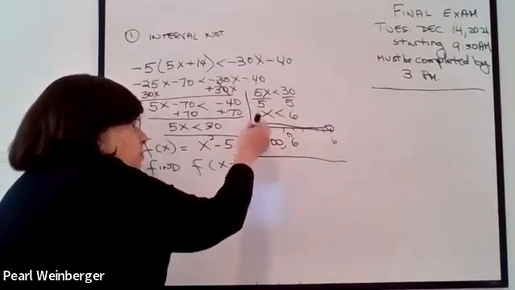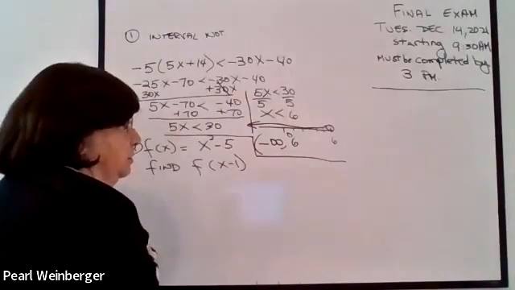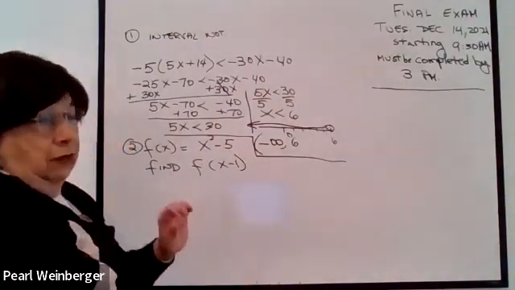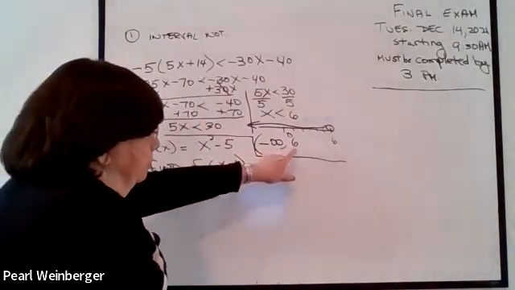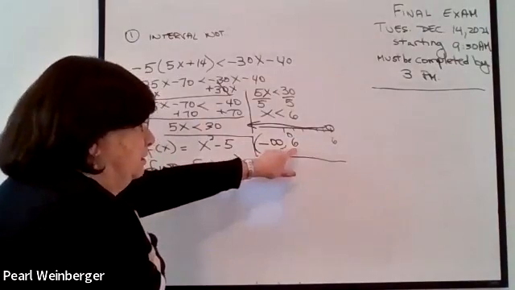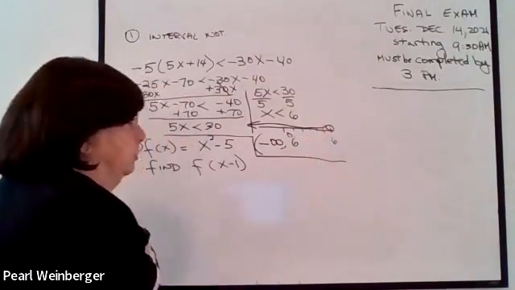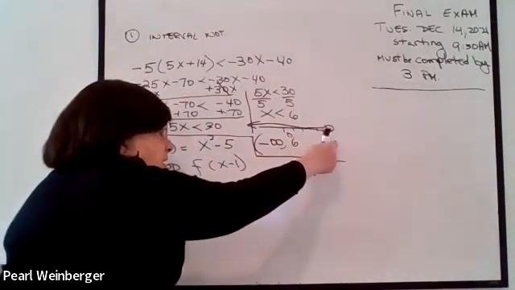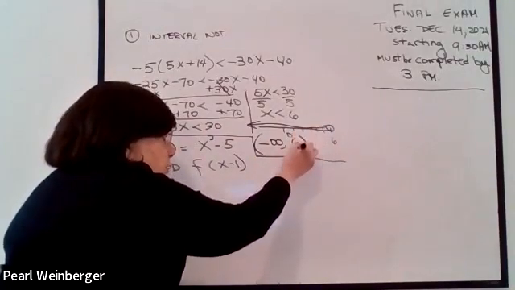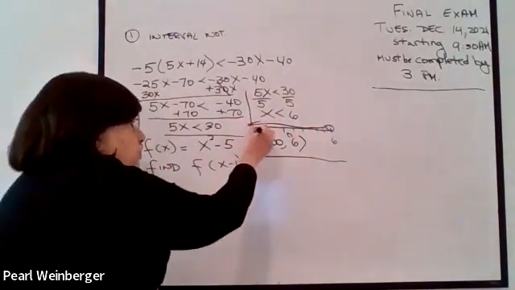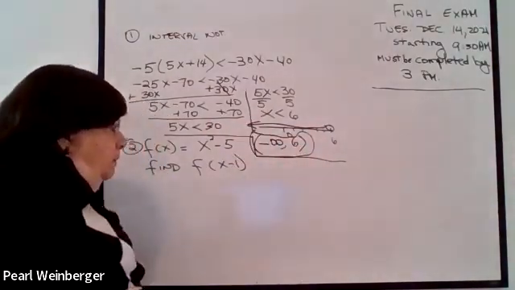Now, wherever we use that infinity symbol, we always use a parentheses. You never use a bracket with infinity. You always use a parentheses. But with the regular numbers, sometimes you use the brackets and sometimes you use the parentheses. Since this is an open circle, it means that 6 is not included. It's called an open interval. We're going to use a parentheses. And this would be your answer in interval notation.